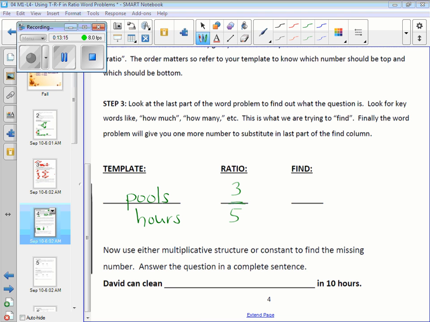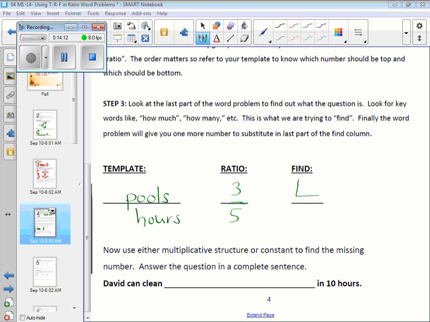What are they asking you to find? Look back. What are they asking you to find? What did you underline in the second sentence? No. Look back at the word problem because we're circling and underlining things in that word problem for a reason. What are we trying to find? Stop right there. How many pools is what you're trying to find?